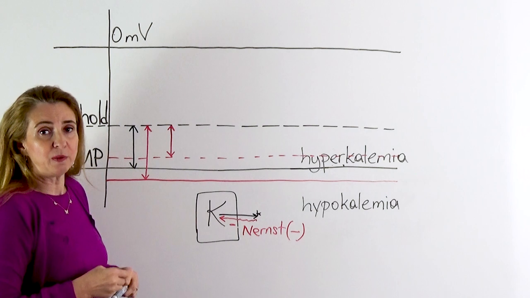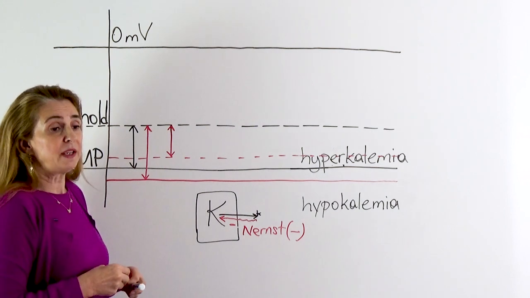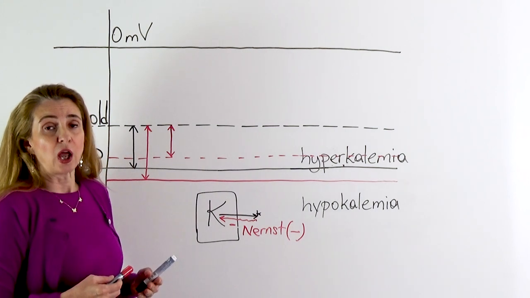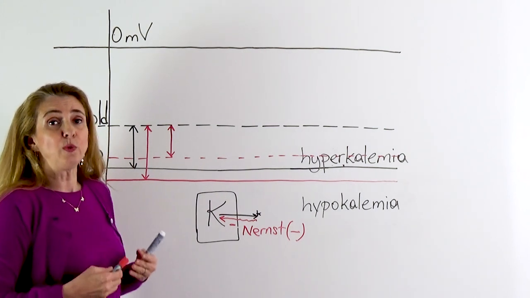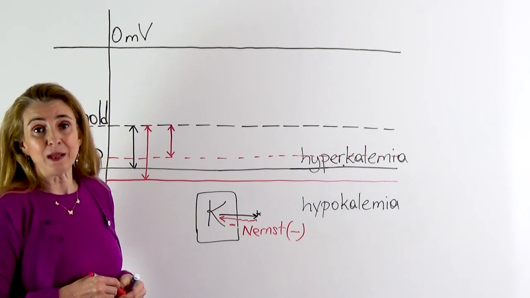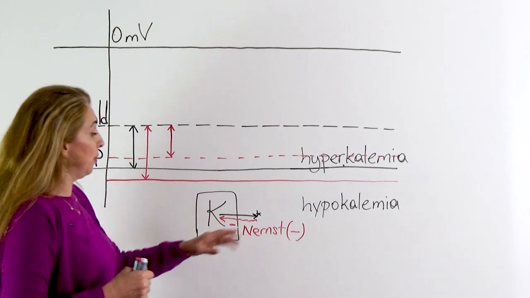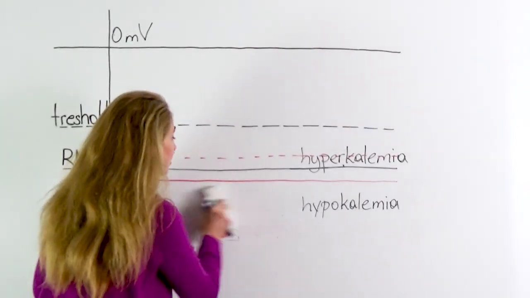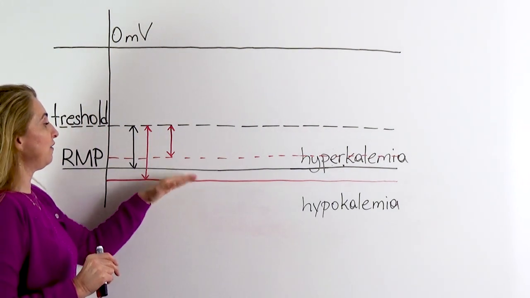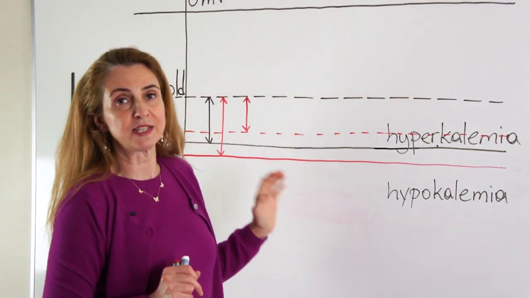In case of hyperkalemia, the nerve and muscle cells become more excitable and they can result in unwanted muscle contractions, and or they can result in unwanted neuronal discharge, which may end up with what we call epilepsy in the central nervous system. So hypo and hyperkalemia are the conditions that affect the resting membrane potential, and through their effect on the resting membrane potential, they are able to affect the excitability of the cell.